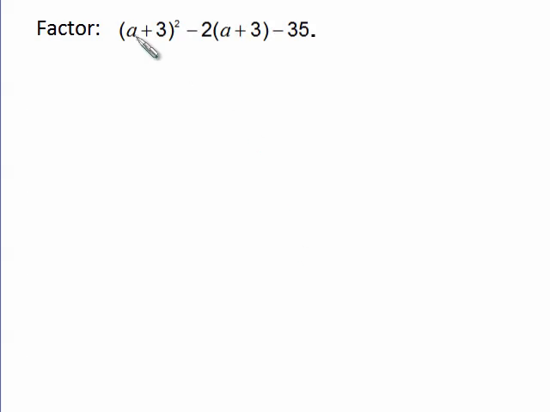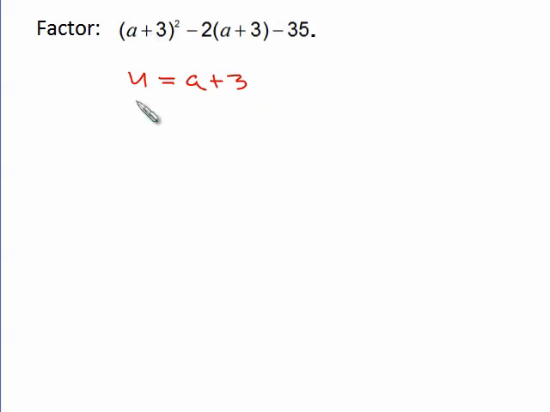Factor the quantity a plus 3 squared minus 2 times the quantity a plus 3 minus 35. Well, the first thing I notice is that this a plus 3 is in two places. So I'll use something called substitution, where I'll replace a plus 3 with, I like to use the letter u because it's not used very often. So I'll let u be a plus 3.